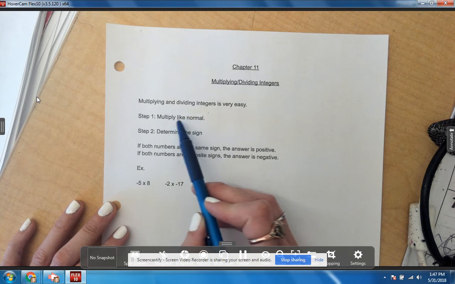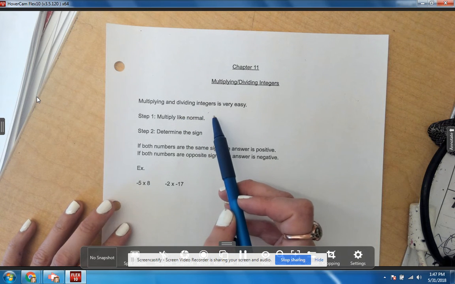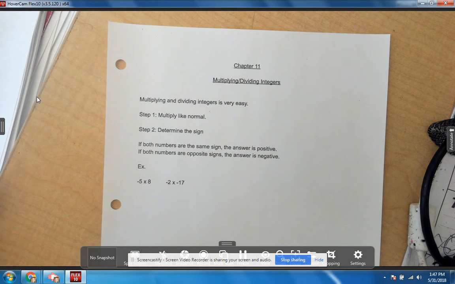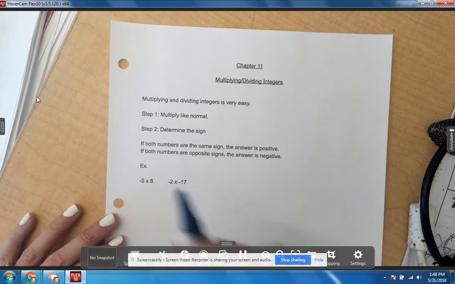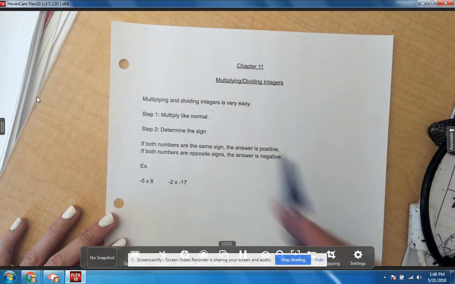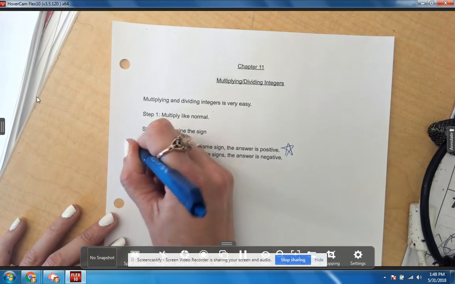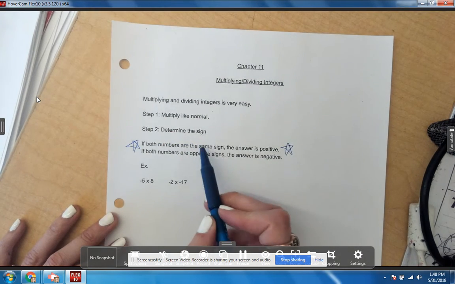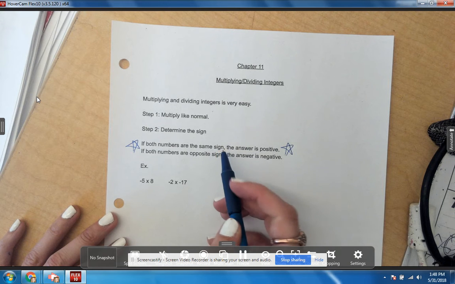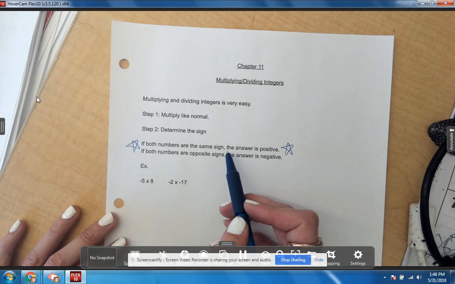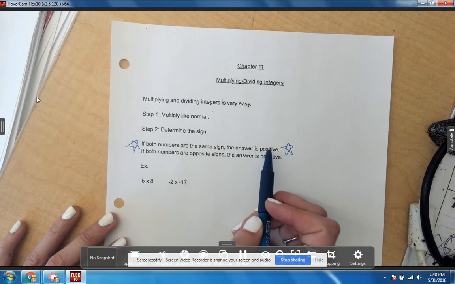Step one, you multiply or divide like normal. So if it's like 2 times 3, you literally do 2 times 3 and get 6. Number 2 is to determine the sign. Here's how you do that. Here are your rules. If both numbers are the same sign, meaning both numbers are positive or both numbers are negative, then the answer is positive.